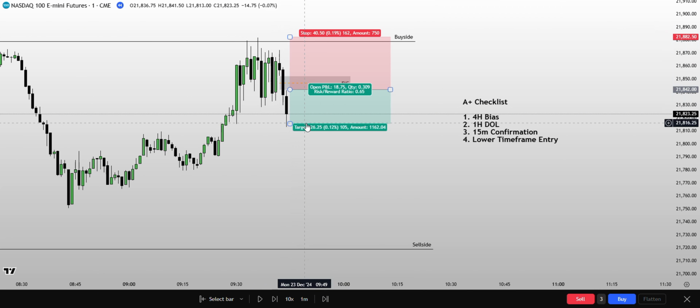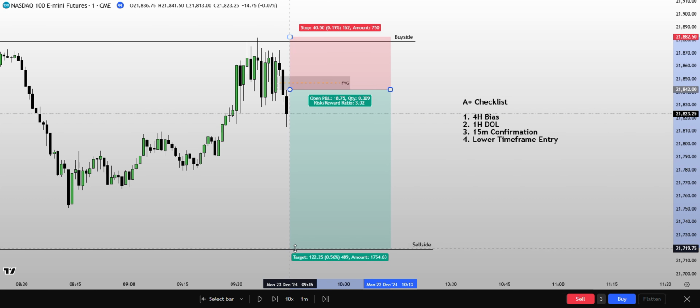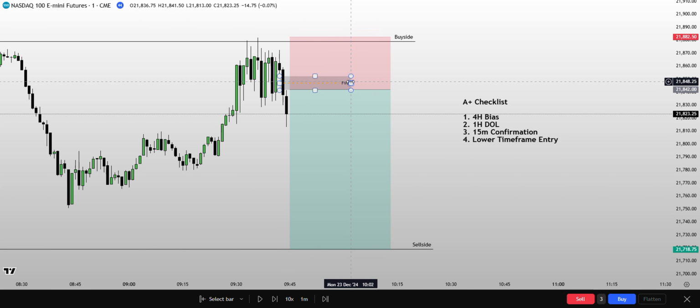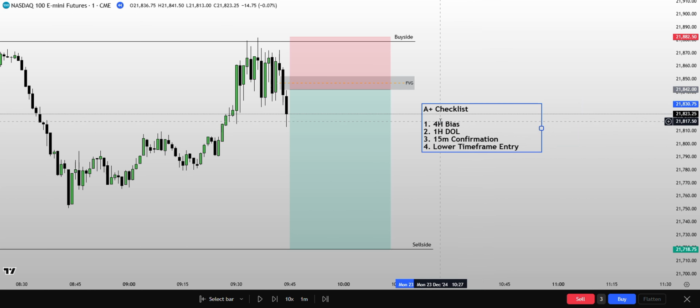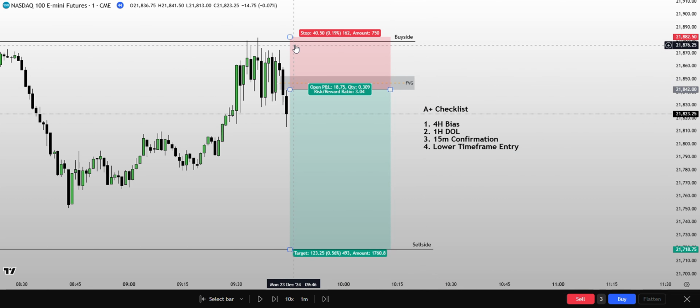We get price form this fair value gap in the direction of the 15-minute sell side liquidity. That is in agreement with the drawn liquidity on the 1 hour. That is in agreement with the lower time frame, low resistance liquidity. That is in agreement with the higher time frame, low resistance liquidity. That is in agreement with the higher time frame on the 4 hour bias. So everything is checked off. This is an A+ short.